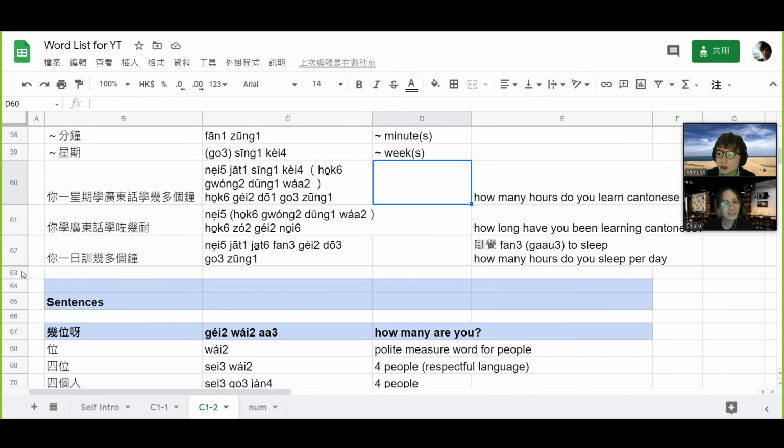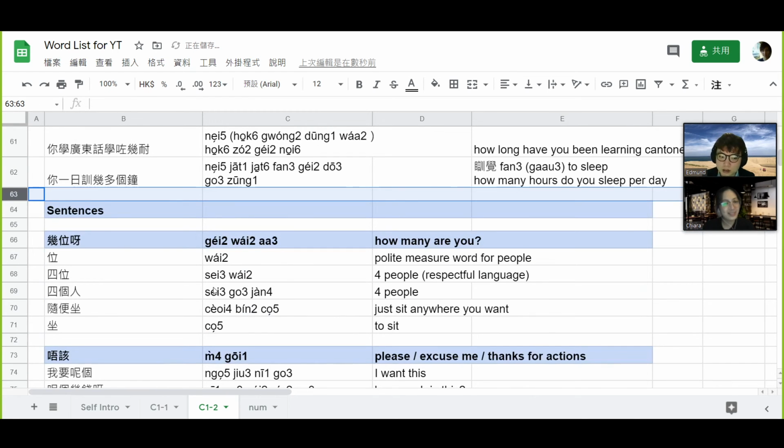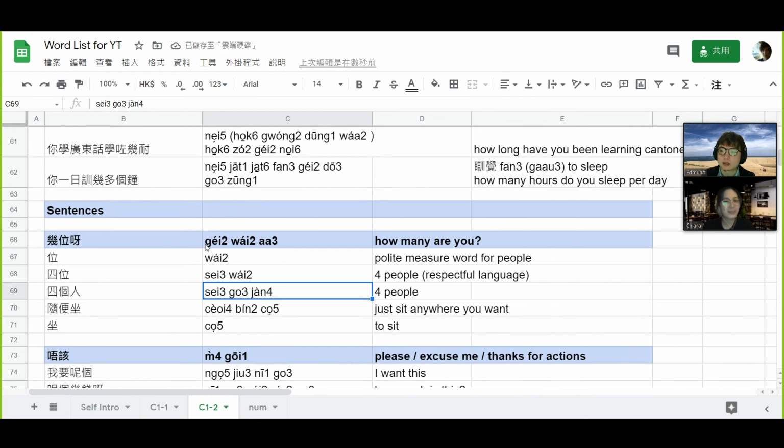Okay, so I think this is all for this. Just some simple phrases in Cantonese. First phrase here is the phrase that people will ask you at the restaurant. 幾位啊？位 is a polite measure word, polite classifier for people. 幾位啊？So how many are you? How many of you?